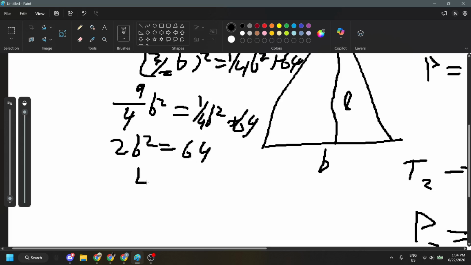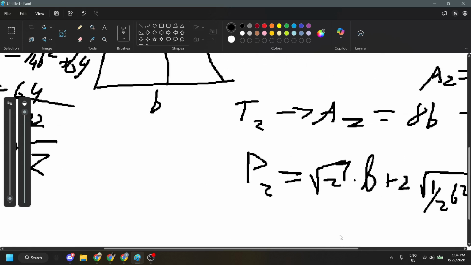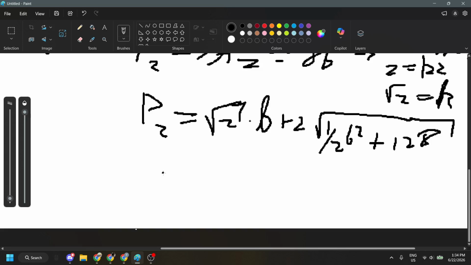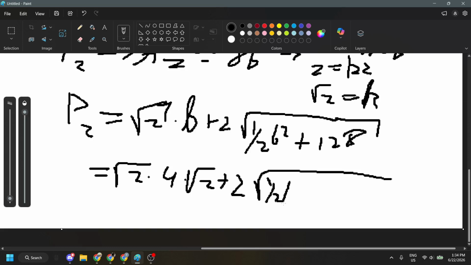b is equal to the square root of 32. 32 is 4 times 4 times 2, so it's going to be equal to 4 root 2. So if we plug that in here, we get root 2 times 4 root 2 plus 2 square root of 1/2 times 4 root 2 squared plus 128. This cancels out with this.